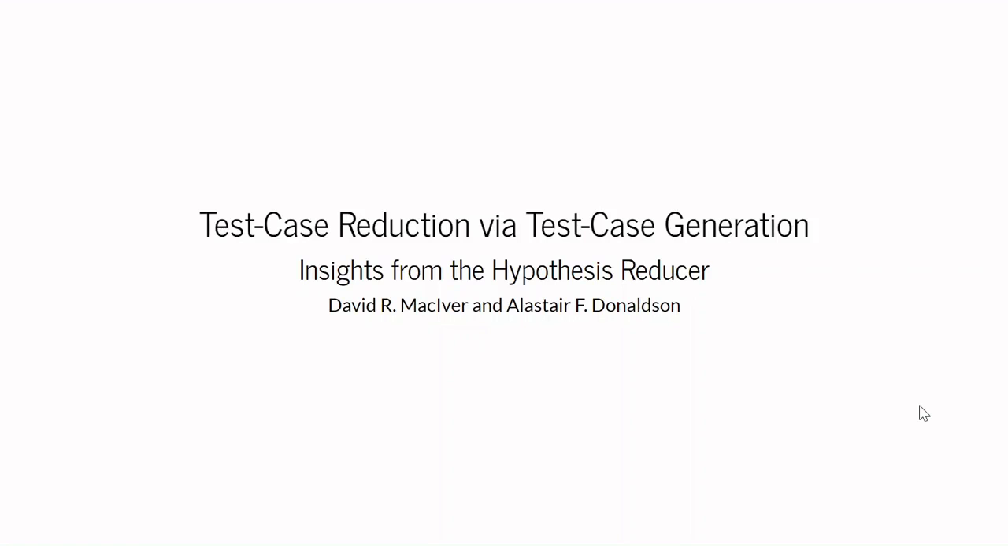I'm here to tell you about the paper that Alastair Donaldson and I have written about how test case reduction works in the Python library Hypothesis. Just to give a bit of brief backstory, Hypothesis is what's called a property-based testing library, which is a concept that comes from the Haskell library QuickCheck.